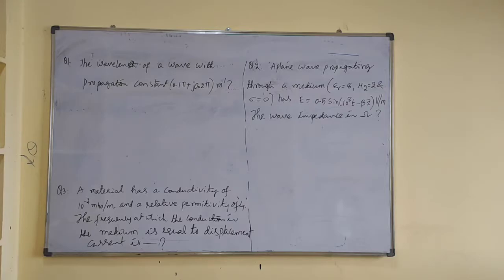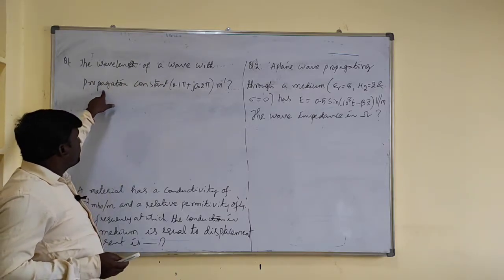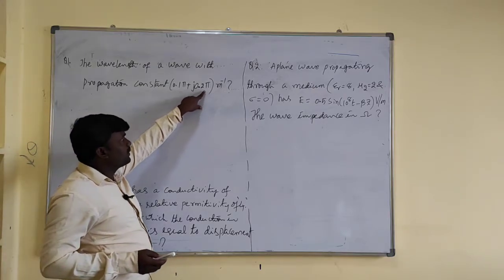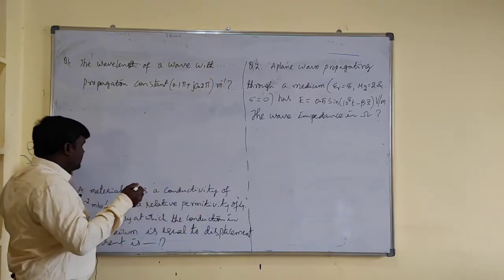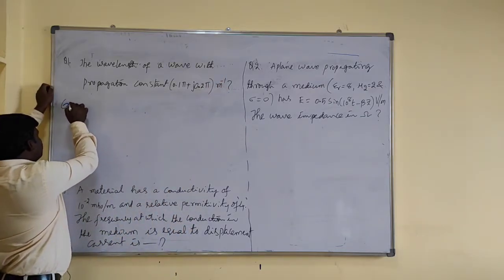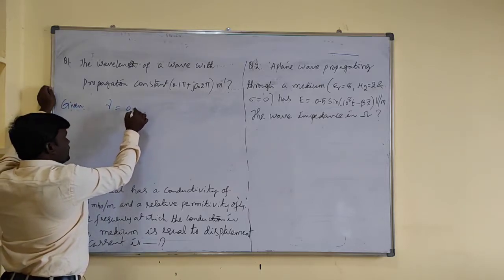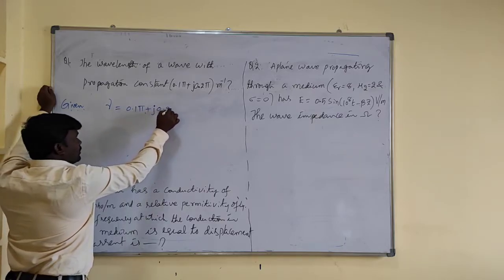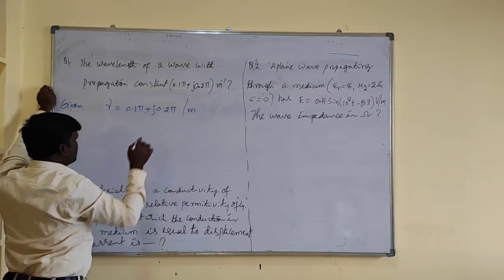Let us see the first question. The wavelength of a wave with propagation constant 0.1π + j0.2π per meter. Given gamma equal to 0.1π + j0.2π per meter. Of course, it is measured in per meter.